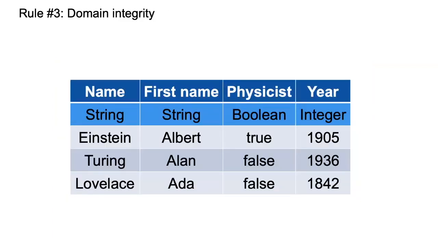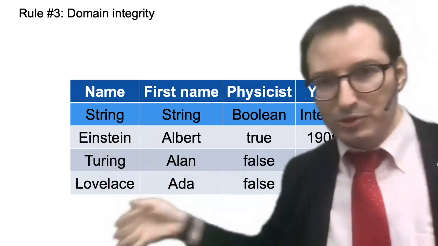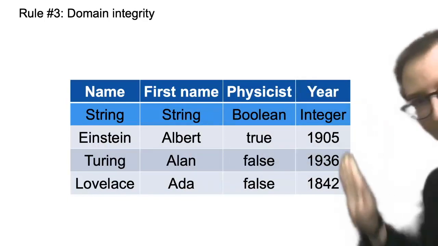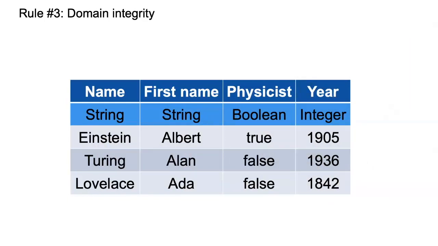Rule number 3 is domain integrity. Domain integrity says that within each column, all of the values should have the same type. There should exist a type that is instantiable, meaning not abstract for the computer scientist, in every column. So here it's the case because these are all strings, these are all strings, these are all Booleans, and these are all integers. So here we check the box for domain integrity.